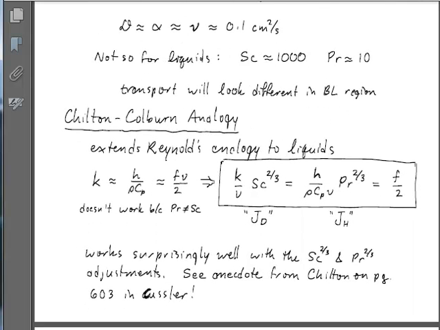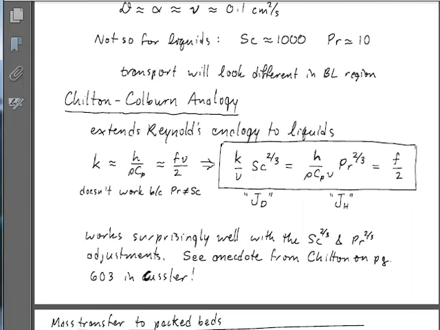But Chilton and Colburn came along, and they said, can we somehow just rescale things by the Schmidt number and the Prandtl number in a way that will correct for this? And so here was the Reynolds analogy, and what Chilton and Colburn did, well, first they divided through by the V, and then they got a Stanton number, K, the mass transfer coefficient over the velocity, multiplied by Schmidt to the 2/3 is equal to the heat transfer coefficient over the heat capacity and the velocity, that's a thermal Stanton number, multiplied by the Prandtl number to the 2/3, and now that is equal to the friction factor over 2.